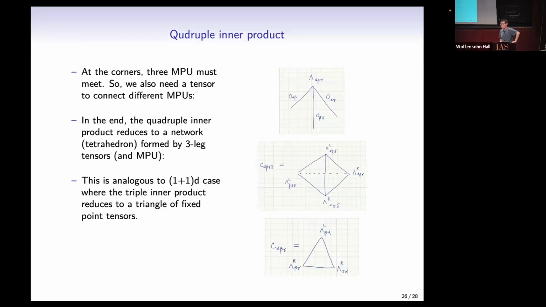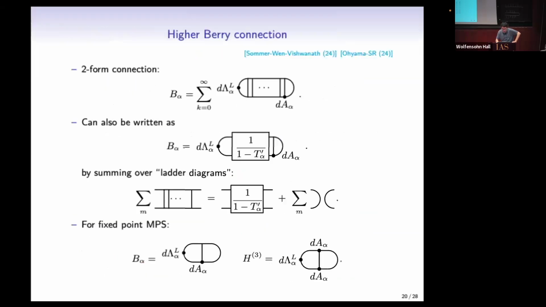And maybe it was slide 20 or 19, you summarized all of your results and you had this H3. Was that like the field strength? Oh yeah, sorry, maybe I did not mention that. H3 is the three-form field strength, which is dB. Sorry, I forgot to mention that. So that's why I have one more derivative, yes.